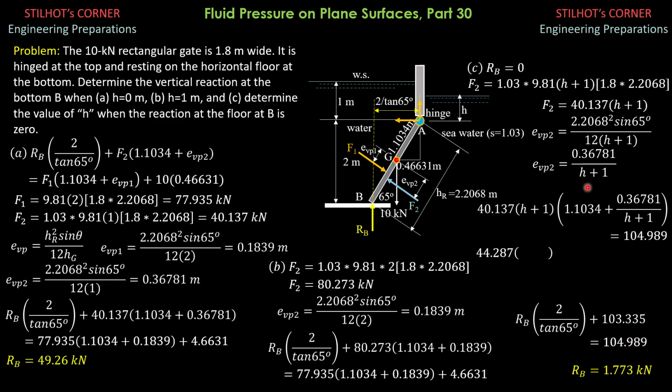So distribute: 44.287 times H plus 1, plus 14.763, equals 104.989. Finally, H is 104.989 minus 14.763, the answer divided by 44.287. Then the final answer subtracted by 1. So H is 1.037. So that's it for this video.